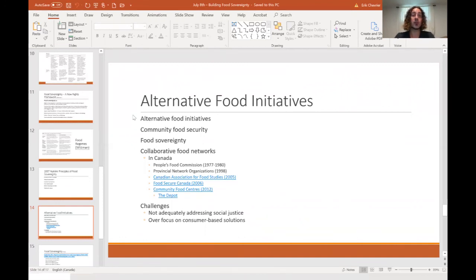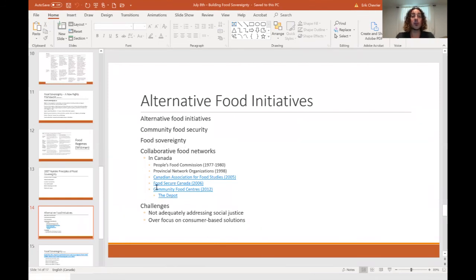So alternative food initiatives are deviating from just being profitable and actually putting in different values, usually addressing specific values depending on what the alternative food initiative is. So a lot of these initiatives are actually addressing community food security.